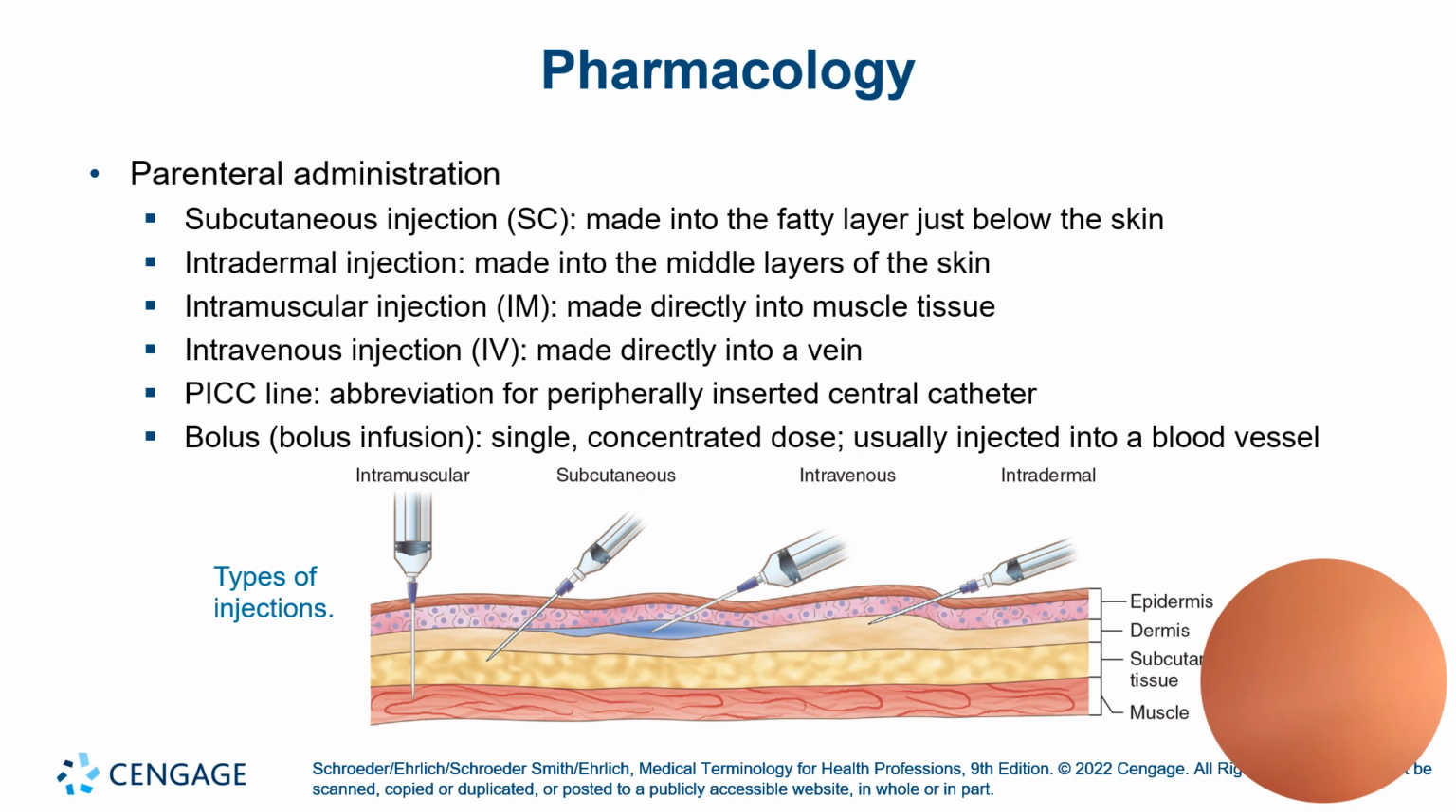One way we can inject it into a vein is through a PICC line, which is an abbreviation for a peripherally inserted central catheter. One way to deliver medications is by a bolus infusion. This is usually done intravenously, where we give a single concentrated dose.